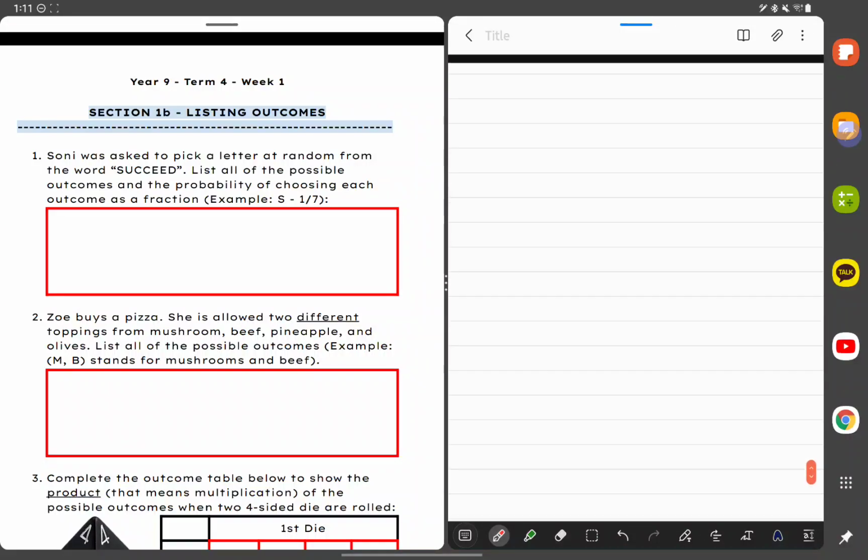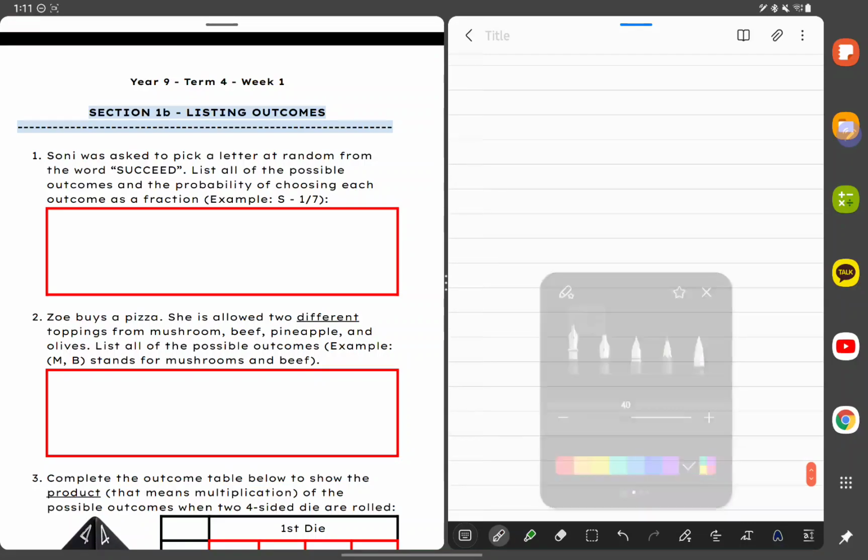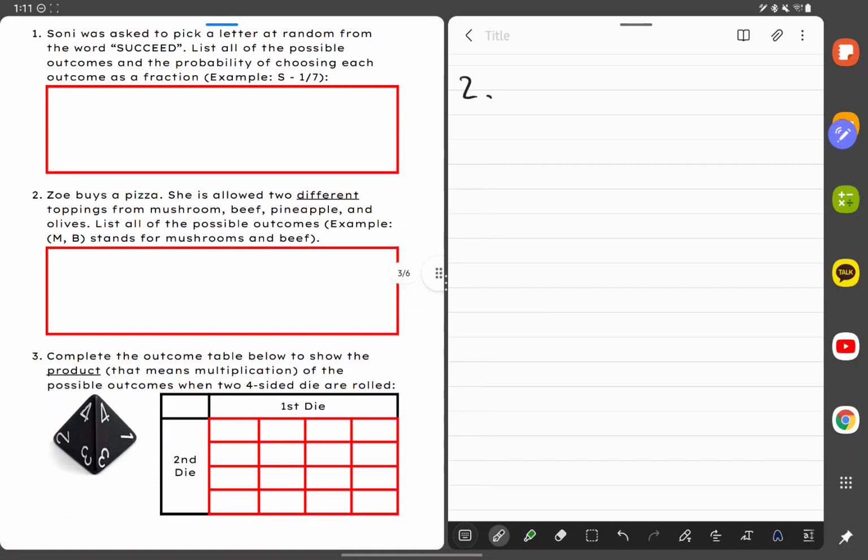Moving on. Two. Zoe buys a pizza. She's allowed 2 different toppings from mushroom, beef, pineapple, and olives. List all the possible outcomes. Example, M, B stands for mushrooms and beef. So we have 4 possible toppings. We have mushroom, we have beef, we have pineapple, and we have olives.